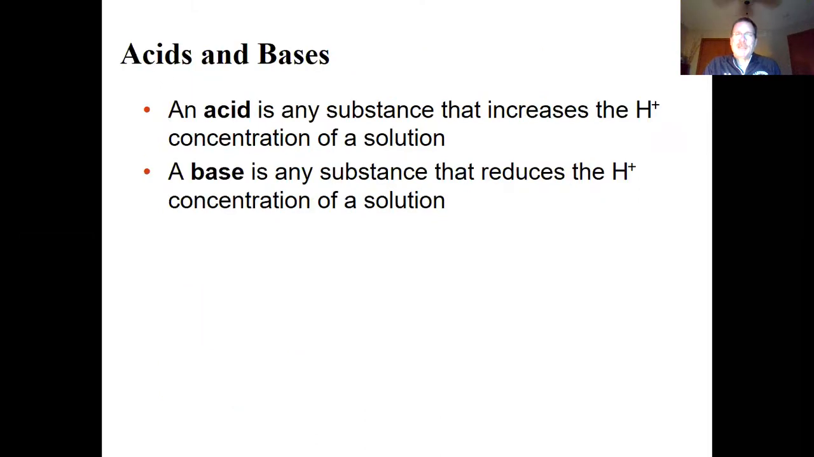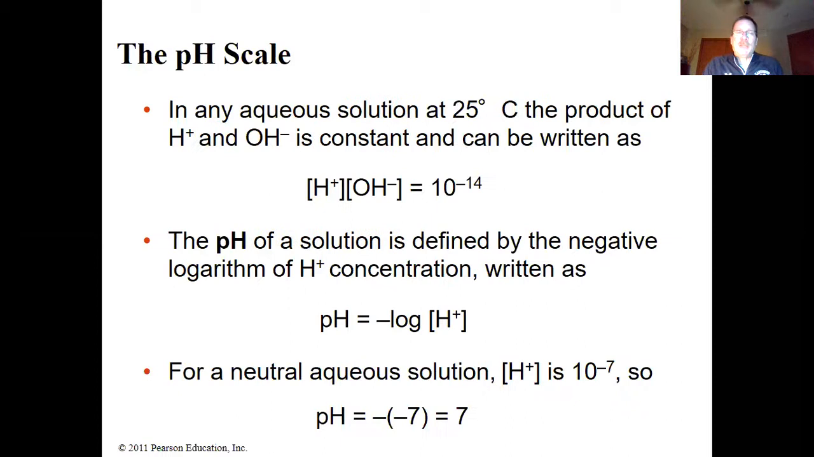Okay. Remember, an acid is any substance that increases the hydrogen ion concentration. A base is anything that reduces it. We go with the basic Arrhenius type definition here. That's all we need. Again, the pH scale: water normally separates at 10 to the minus 14th, so each of the hydrogen and hydroxide have a 10 to the minus 7th. So the pH is 7 and neutral.